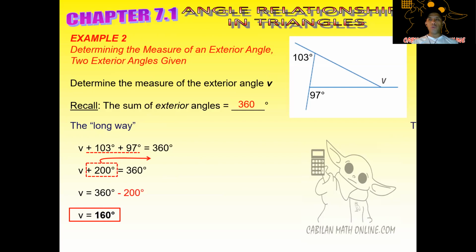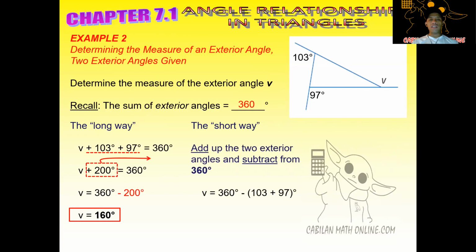Now the short way, believe it or not, is exactly the same thing. It's basically adding the two angles first and then subtracting the sum directly from 360. So you can see that you can do it like this.